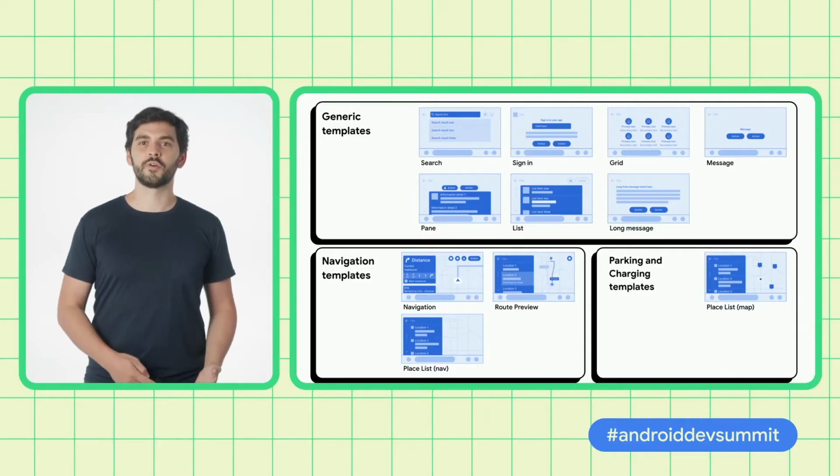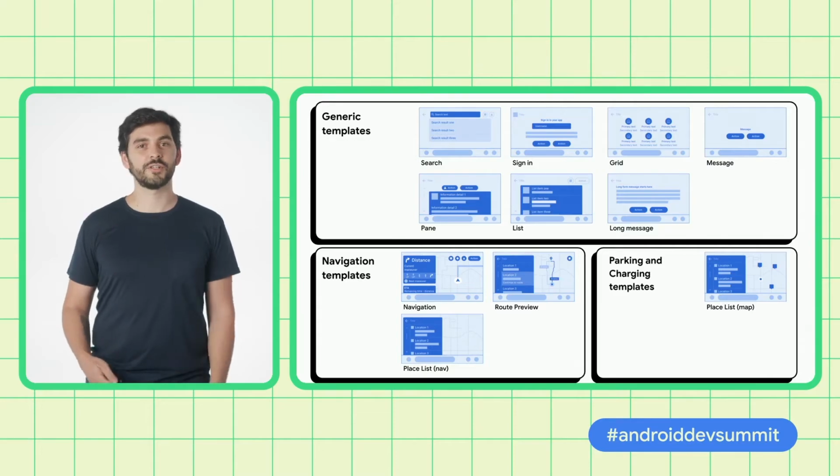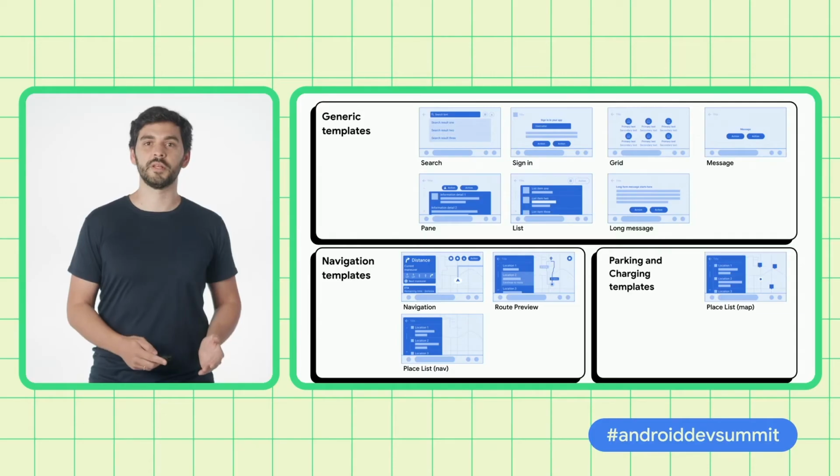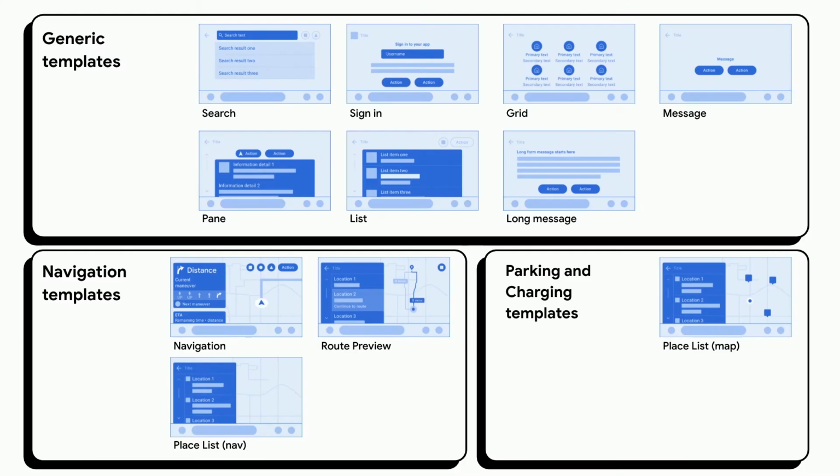As I mentioned previously, when using the Car App Library, you need to declare a category for your app out of either navigation, charging, or parking, which will give you access to the corresponding templates for that category. All apps have access to the top 7 templates, while navigation, parking, and charging apps have specific templates for their use case. Again, please do let us know what templates and categories you'd like to see in the future.